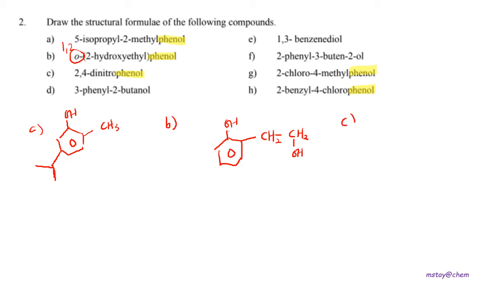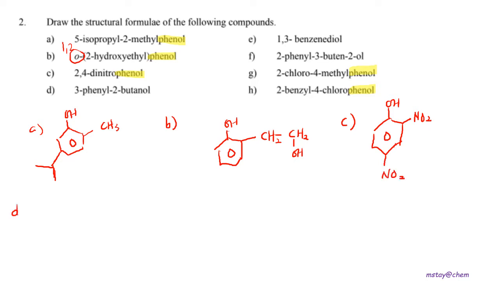Proceed to C, 2,4-dinitrophenol. So phenol again, we draw the phenol. 2,4: 2 is next to the hydroxyl group, which is NO2, and then 4 is the opposite side, also attached to the NO2.